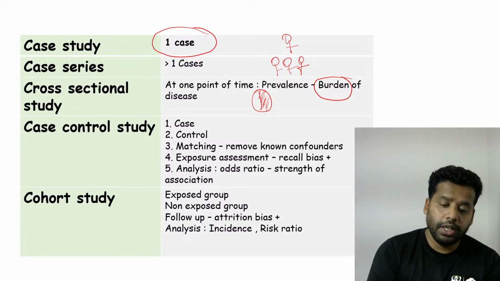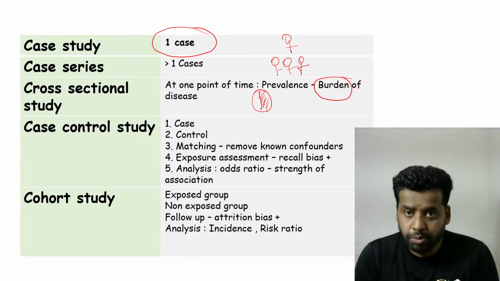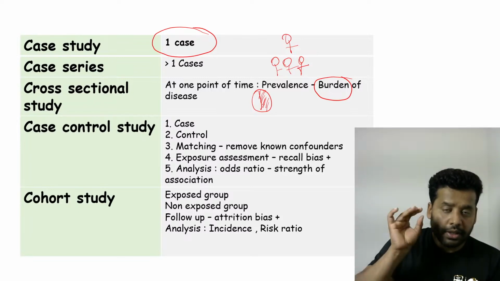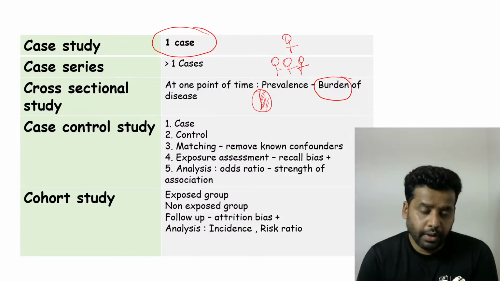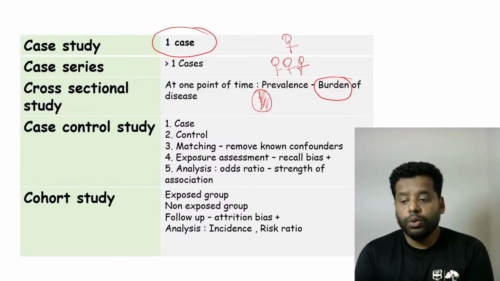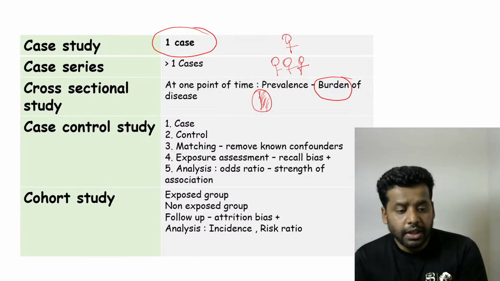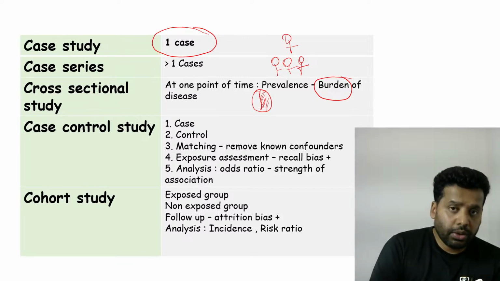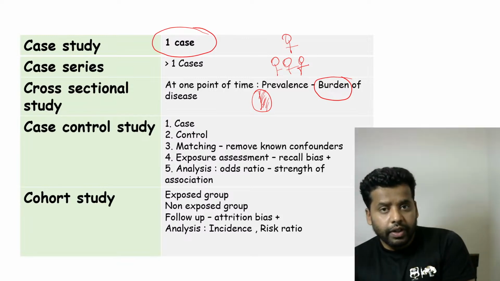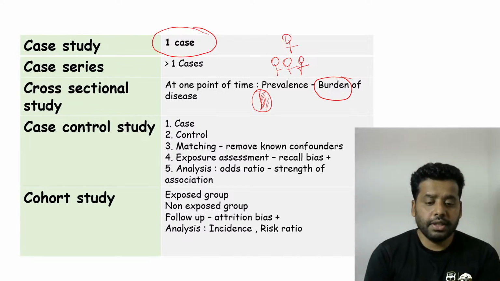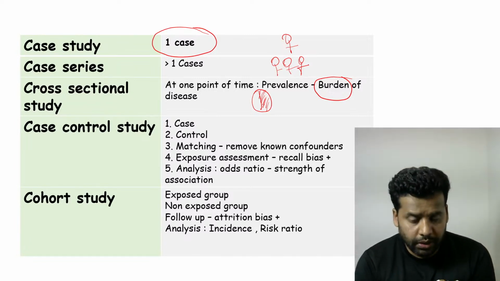Case control study, we take a comparison group. See the words properly, 3 words are there: case control study. Case series means only cases are studied. Yes, good, only cases we study. But in case control study, along with cases, we also take controls.